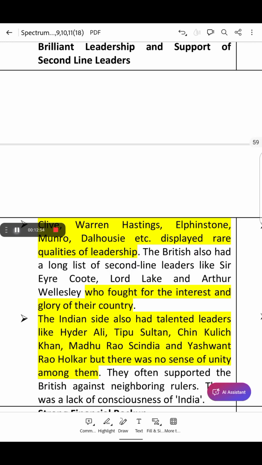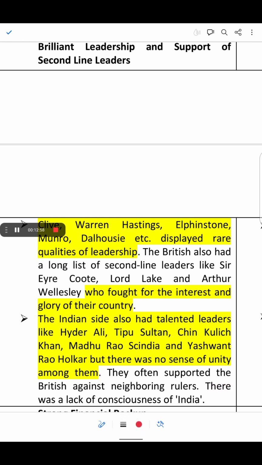Now the next topic is brilliant leadership and the support of second-line leaders. See, British leaders like Clive and Warren Hastings were very skilled, and they worked together to expand British power. Like we have seen, Robert Clive smartly won the Battle of Plassey and helped Britain gain control over Bengal and its Diwani right.